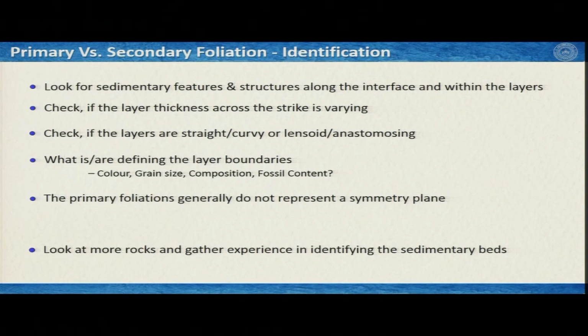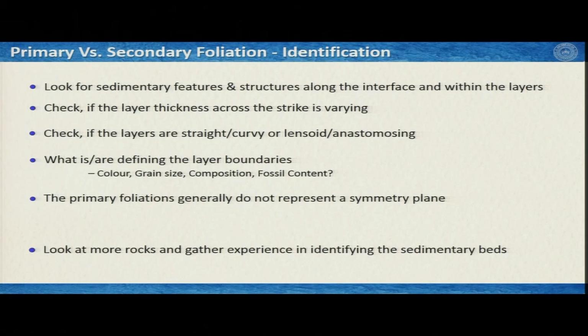If we have to find sedimentary foliations or primary foliations, then look for sedimentary features that are generally present at the interface of the layers. For example, you can figure out load clasts, you can figure out some sort of convolute laminations, you can figure out the cross laminations or cross beddings and so on. All these things define that you have the primary foliations present there.